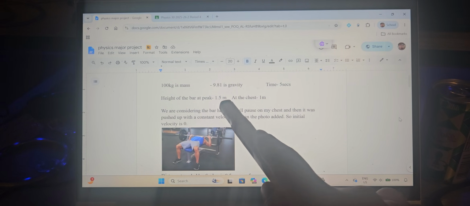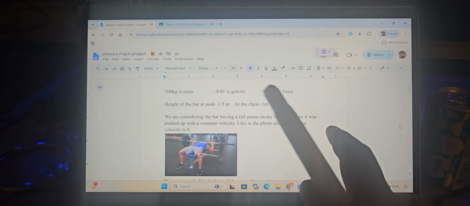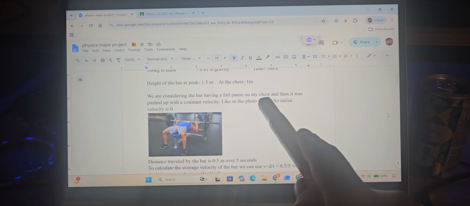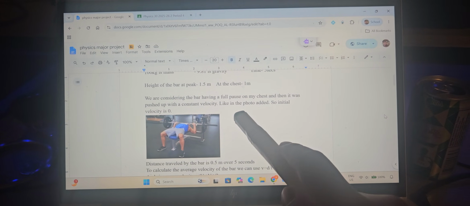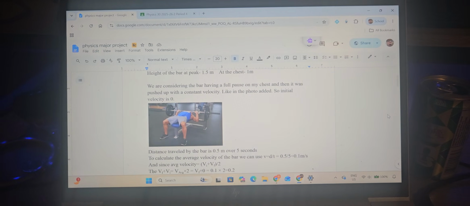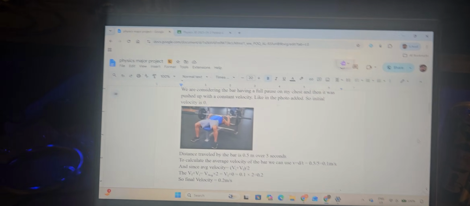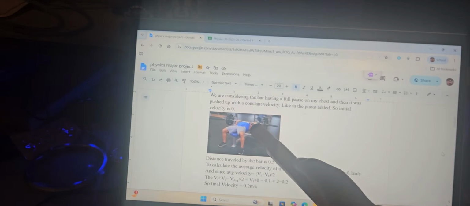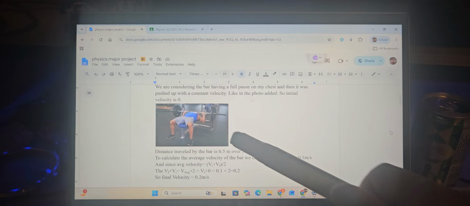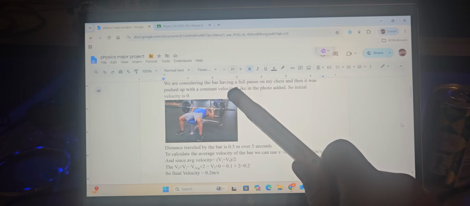And we can subtract these two to get the displacement, and we are considering that the bar paused on my chest, then it was pushed up with a constant velocity. So the initial velocity is taken as 0, and we're calculating the force applied from my chest to the top.